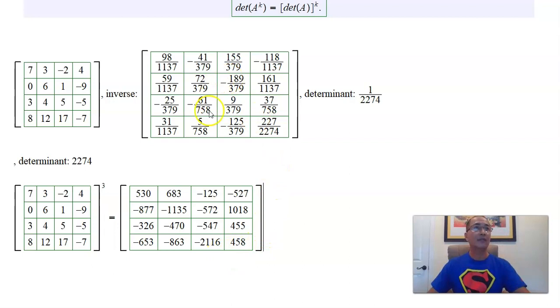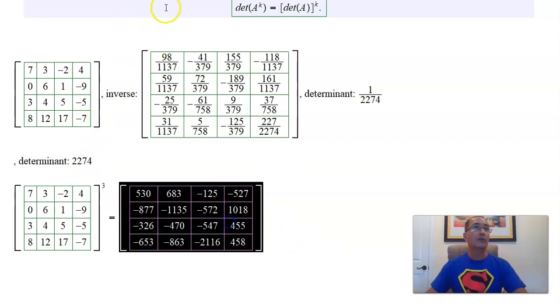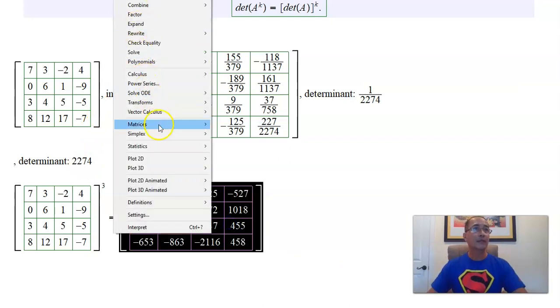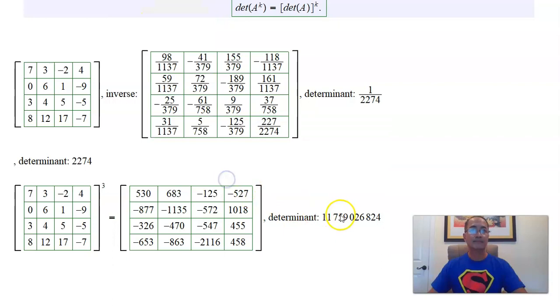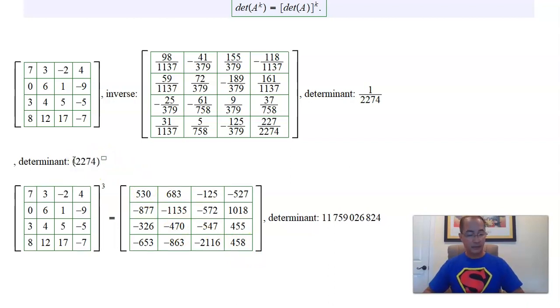So what is the determinant of this matrix? It should be the cube of 2274. Compute matrix's determinant. Huge number. That might cause your calculator to overflow. Let's just check. Take that cubed. Do we get, yep, exactly the same number?